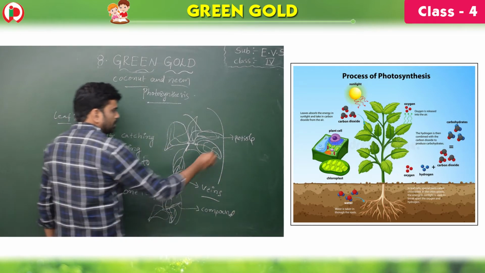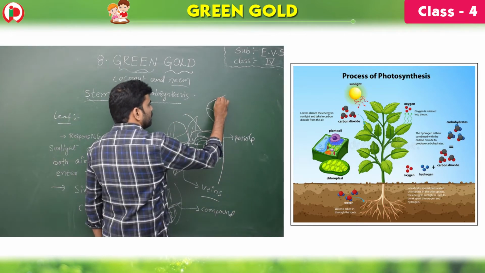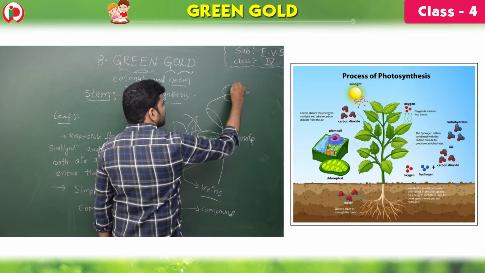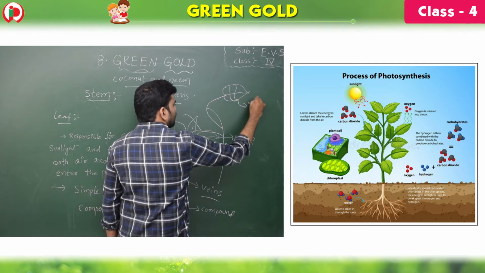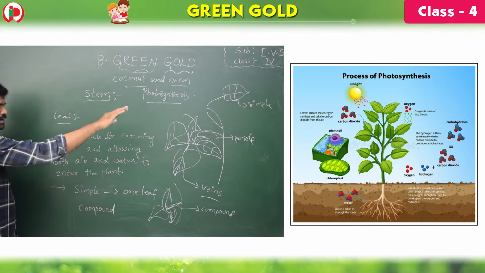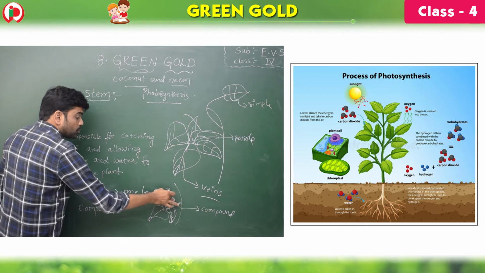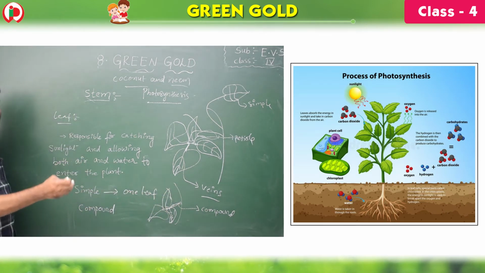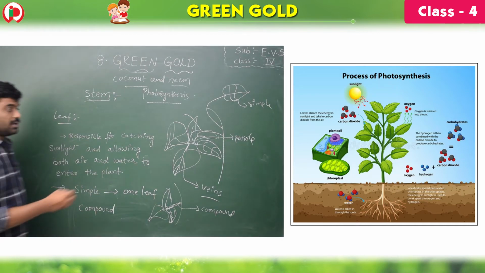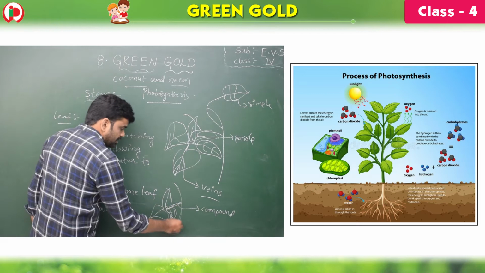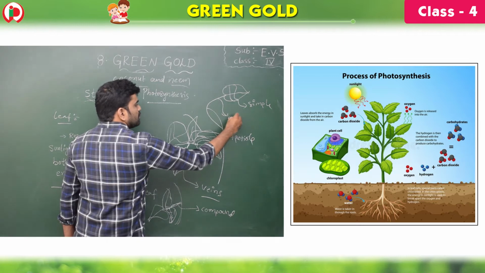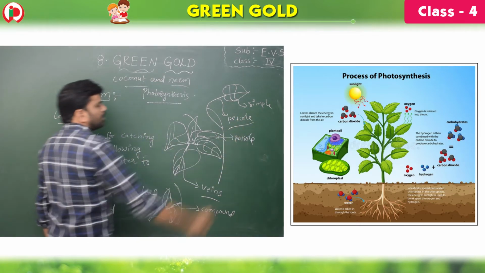Whereas if only one leaf is connected, children, this is called simple. If 2 or more than 2 leaves are connected, that is called compound. So the connection between the stem and the leaf is called petiole. This is called petiole, children. What is this? Petiole.